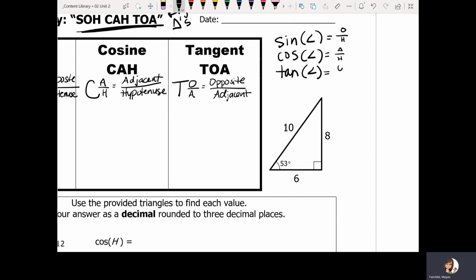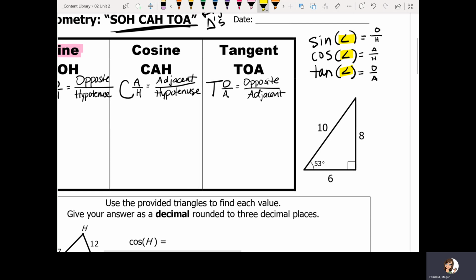So if you don't remember anything else right now, remember sine, cosine, and tangent always have an angle right next to them. You should not see tangent 3/5. It's tangent of an angle equals 3/5 or whatever it is. So just remember that you always have an angle next to those functions. Those are actually functions.